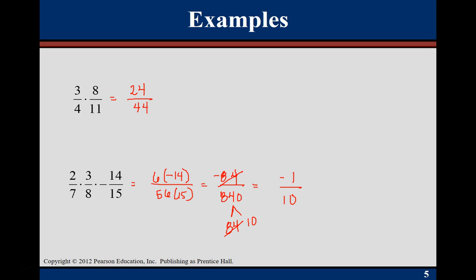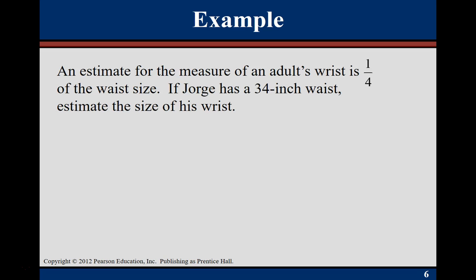If we had a word problem, we would look for keywords that say of. An estimate for the measure of an adult's wrist is 1/4 of the waist size. If George has a 34-inch waist, what is the estimate of the size of his wrist? When you hear of, you multiply. So 1/4 of 34 is what we're looking for.